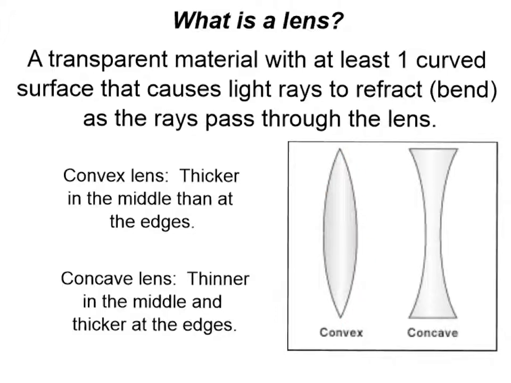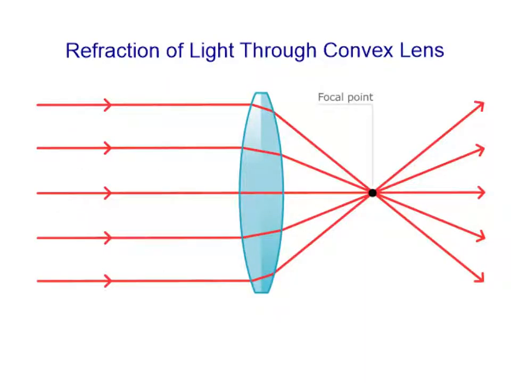So a convex lens would be right here, and it is convex on both sides in this case. It can be flat on one side. But here we have a convex lens that is thicker in the middle than at the edges. A concave lens would be thinner in the middle and thicker at the edges. So let's take a look at a convex lens.